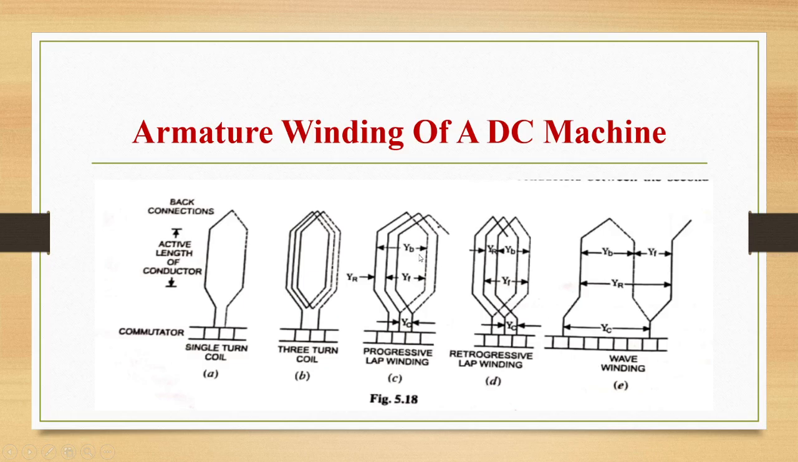Now YB is the back pitch, YF is the front pitch, YR is the resultant pitch, YC is the commutator pitch. So for progressive, retrogressive and wave winding, we have seen YB, YF, YR and YC.